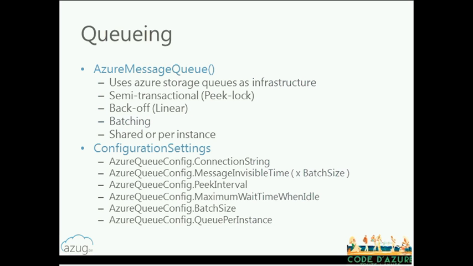The peek interval option is the backoff mechanism. So this is the interval that gets added to the peek operations. By default, this is 50 milliseconds, I think. And the maximum wait time on idle is set to 1 second by default. Queue per instance is a Boolean which allows you to specify whether or not NServiceBus should create one queue for every instance or just simply one queue for the entire role.